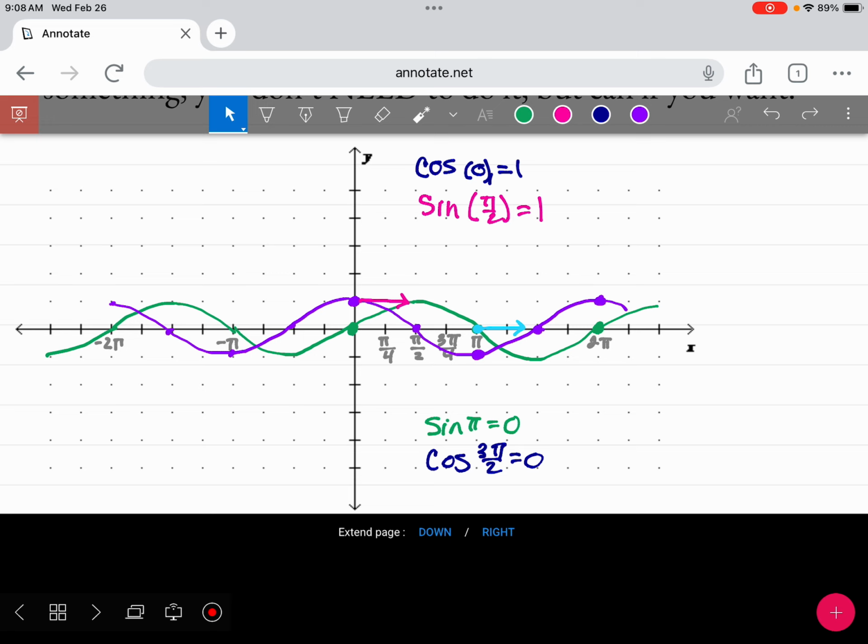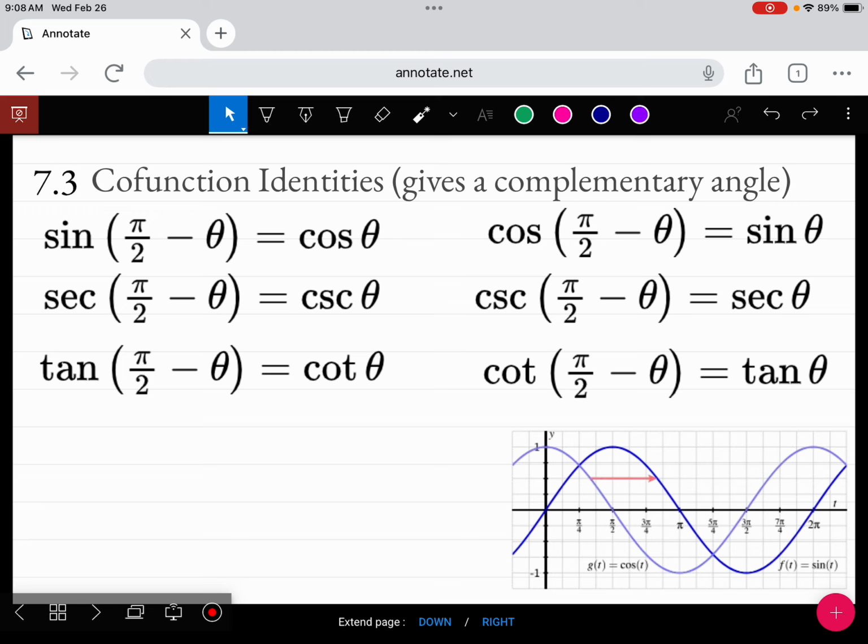We're going to be working with complementary angles. The formulas look a little gross, but this is what it's doing. It's saying the cosine of 0 is exactly the same as sine of pi over 2. So that's what we're looking at. The formulas look like that. That's where I wanted to see what it was saying before I showed them to you. Okay.